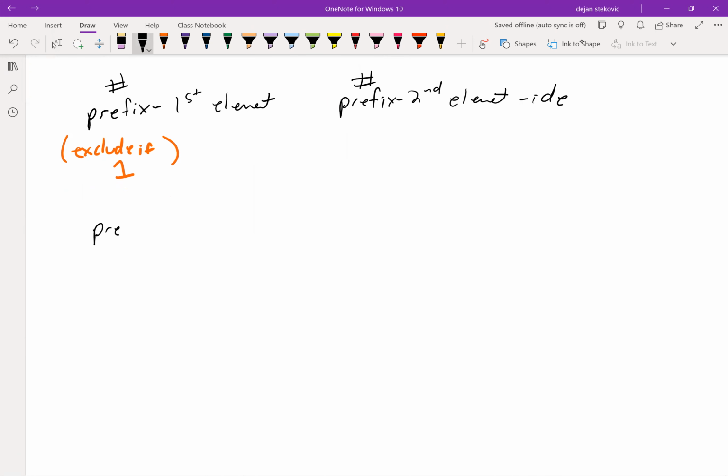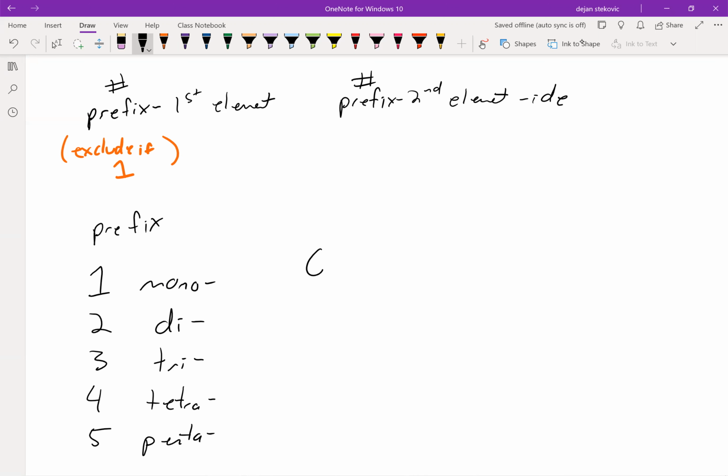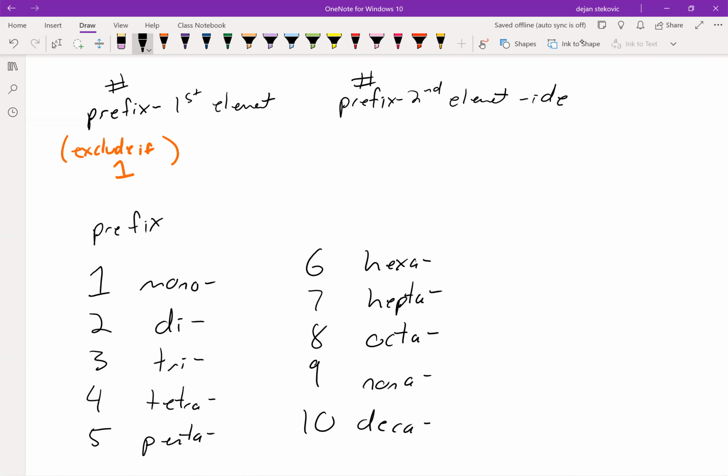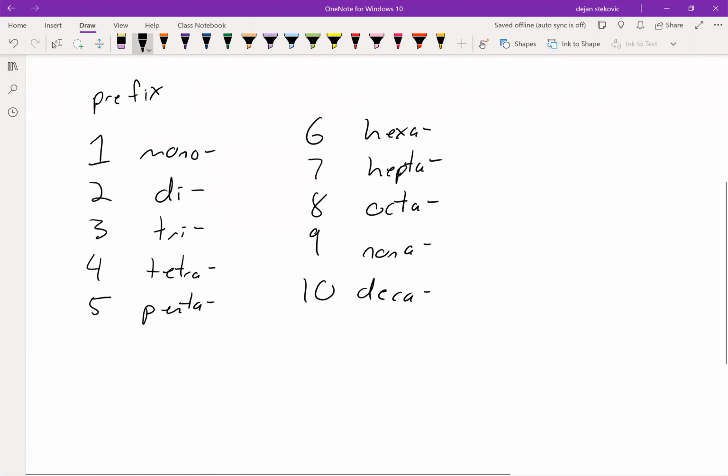So here are our prefixes. If there's 1, it gets mono. If there's 2, it gets di. If there's 3, it gets tri. If it's 4, it's tetra. 5 is penta. 6 is hexa. 7 is hepta. 8 is octa. 9 is nona. And 10 is deca, right? So we attach those prefixes to identify how many there are.